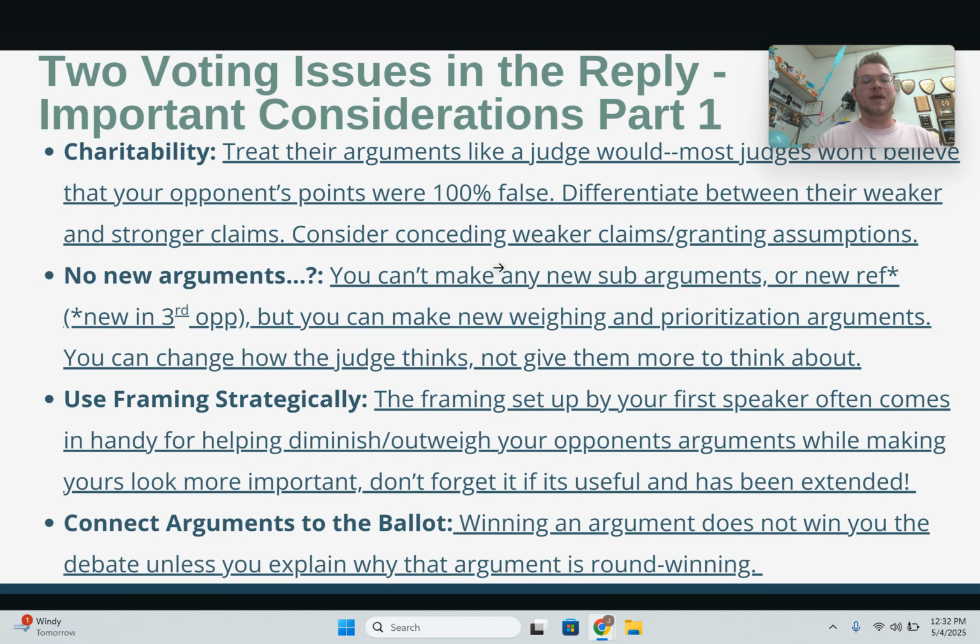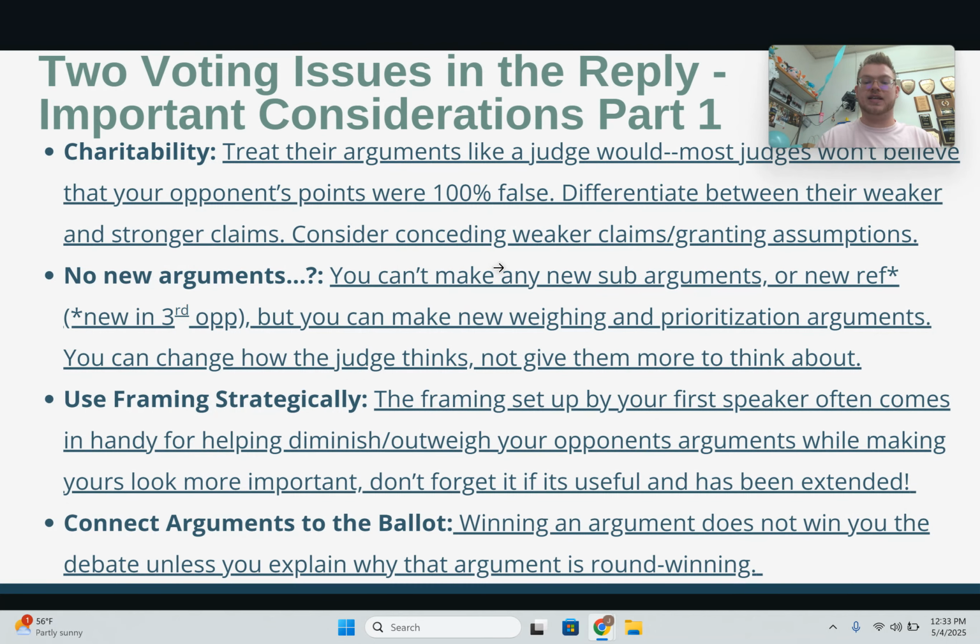You can't really make new arguments, but you can respond to new arguments, and you can make new weighing or prioritization arguments. You can change how the judge thinks about the content given in the first 6 speeches. You can't give them more content to think about. So you can also use framing strategically. The framework that was set up, your definitions, observations, standards, burdens, model, counterfactual, set up by your first speaker, can be useful in trying to diminish or outweigh your opponent's arguments and make it clear what happens when the judge votes for you.